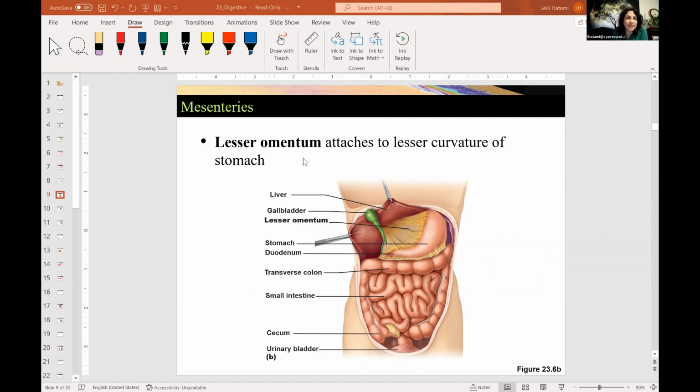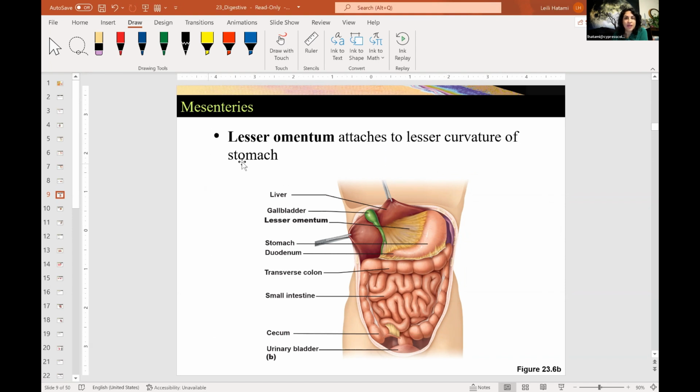The lesser omentum is a folding of the serous membrane, or peritoneum, between the stomach and the liver. We're going to study the stomach, and you're going to see that the stomach has a curvature which we call the lesser curvature. Here you can see the stomach. This is the lesser curvature of the stomach, and here we have the liver. You can see the lesser omentum is this folding of peritoneum between the stomach and liver.